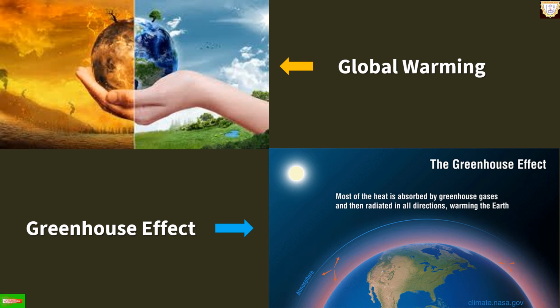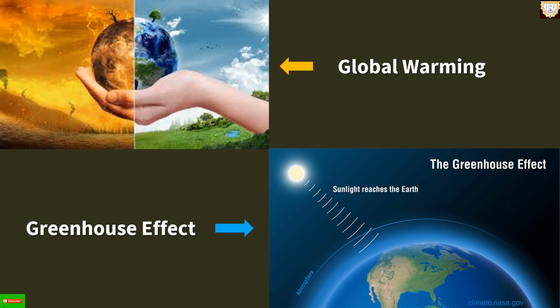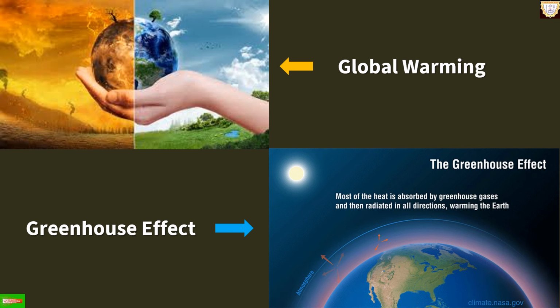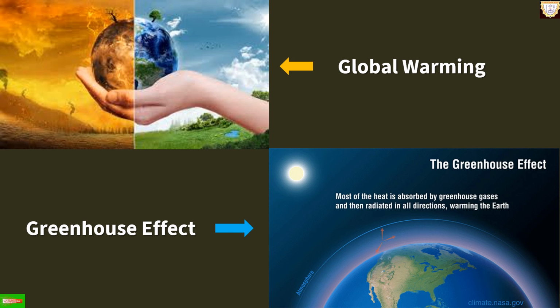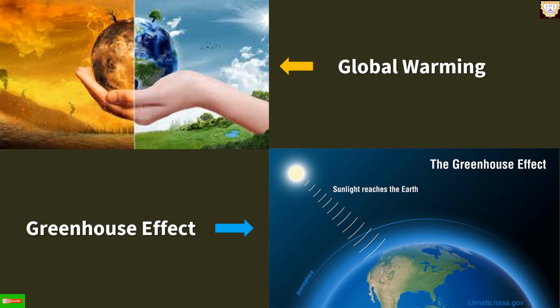Our atmosphere is made up of gases like nitrogen, oxygen, and carbon dioxide. These gases act like a blanket around the Earth. Some of these gases, such as carbon dioxide and methane, absorb heat. Therefore, these reduce the amount of heat that escapes into space and increase global temperatures. This is what we call the greenhouse effect, and these gases are often referred to as greenhouse gases.